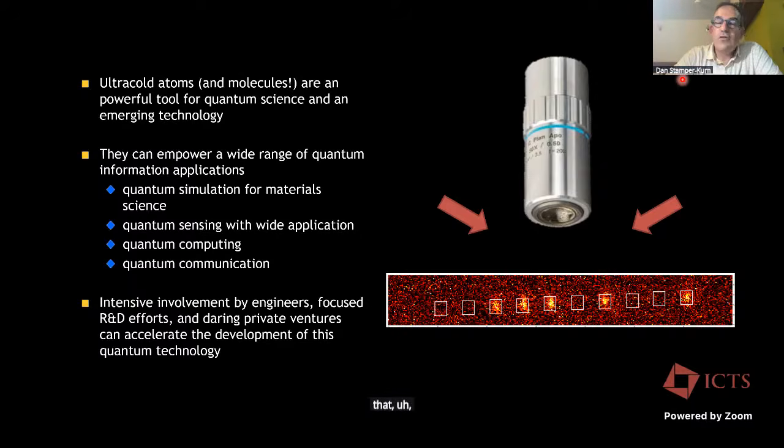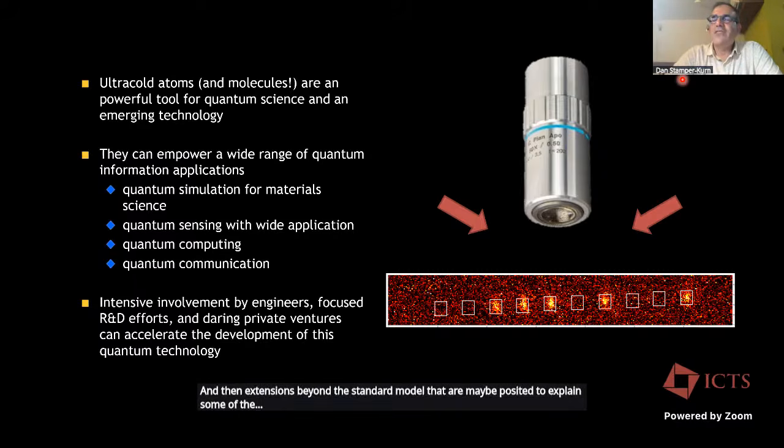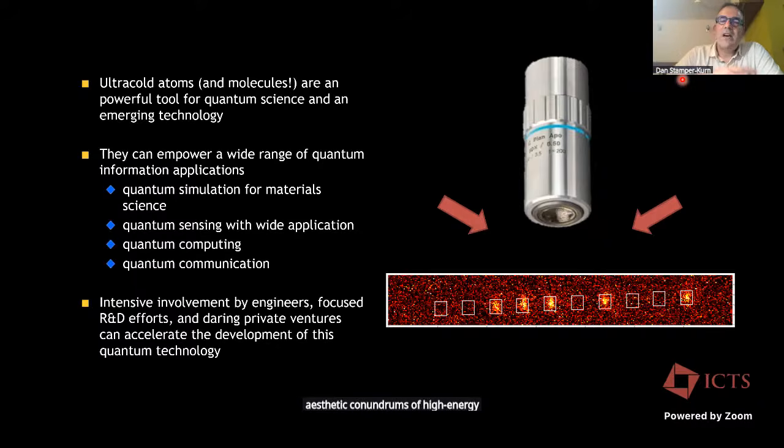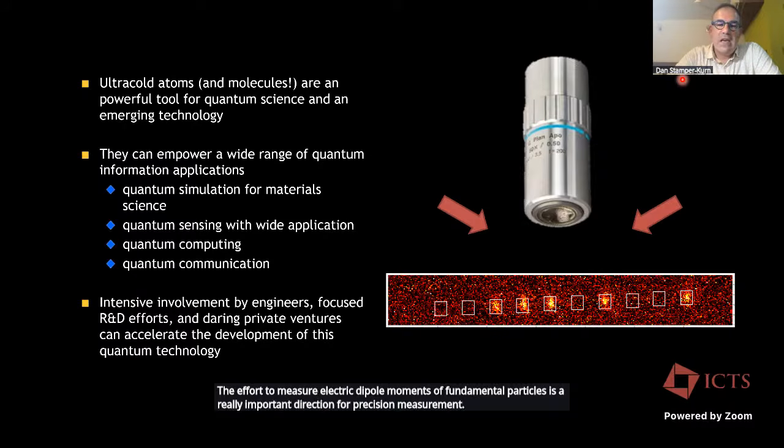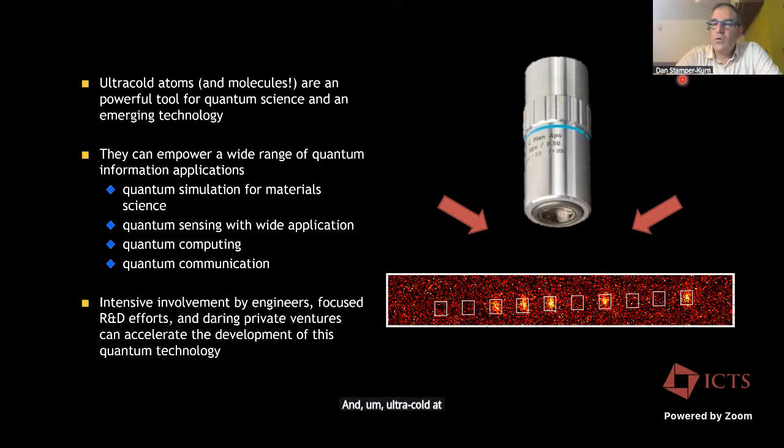The standard model of physics predicts that particles will have electric dipole moments, but ones that are very, very, very small. And then extensions beyond the standard model that are maybe posited to explain some of the aesthetic conundrums of high energy physics might lead to larger values of the electric dipole moment. So the effort to measure electric dipole moments of fundamental particles is a really important direction for precision measurement. And ultra-cold atoms can play a role, and ultra-cold molecules can play a role in those experiments as well.